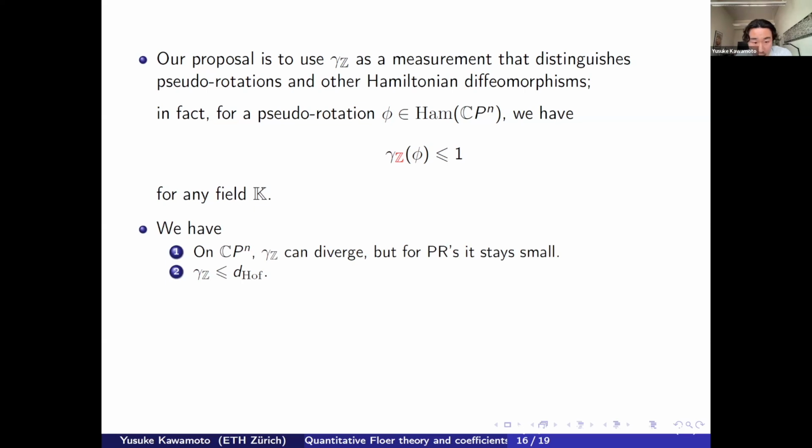Okay, so on the other hand, we know that gamma z can diverge, as we've seen in theorem A, but for a pseudorotation, it stays small. And also gamma, in general, is smaller than the Hofer metric. So by using these two things, we can use gamma z as a measurement to tell apart pseudorotations and the rest, and we can prove the statement that we wanted. So this is a proof of theorem C.